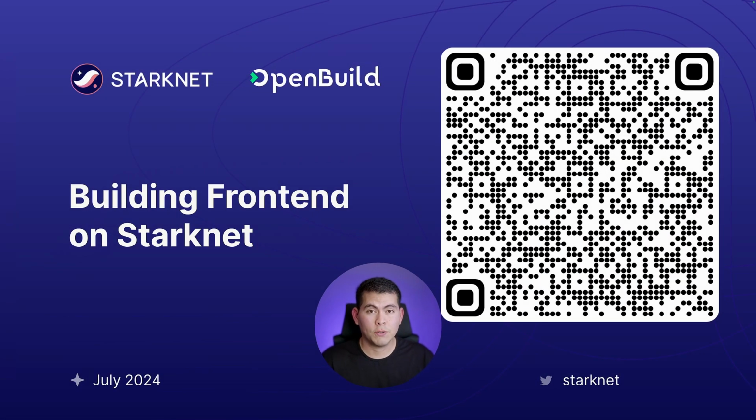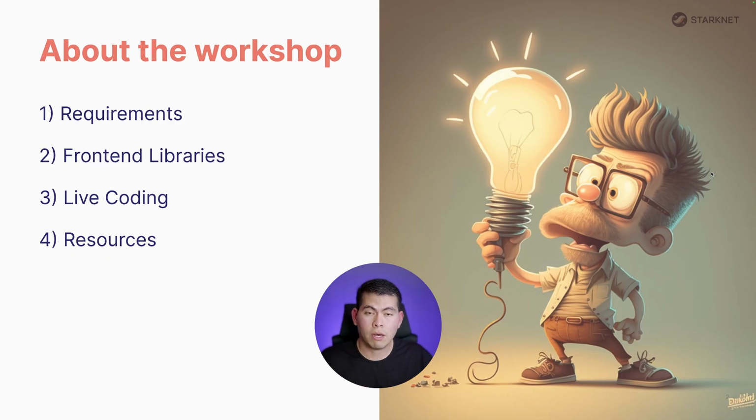In this session, we are going to be covering building frontend on StarkNet. Before all, with this QR code, you will be able to access all the slides that we are going to be talking about today. About the workshop, we are going to be talking about some data that we previously know, and we are just going to refresh it to then talk about front-end libraries and do a live coding session. At the end, we're going to be sharing some resources.